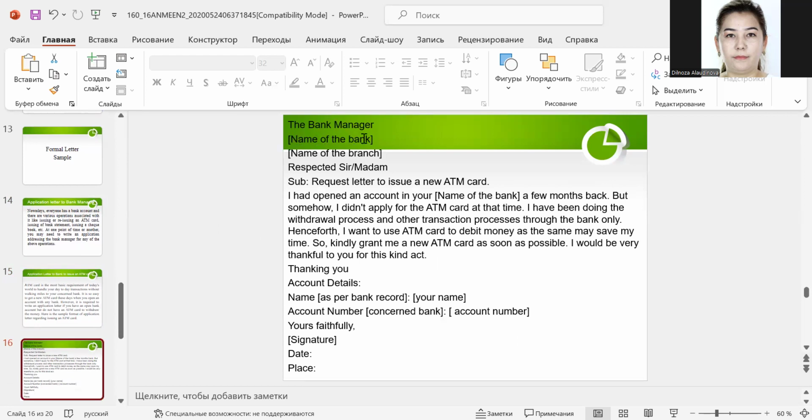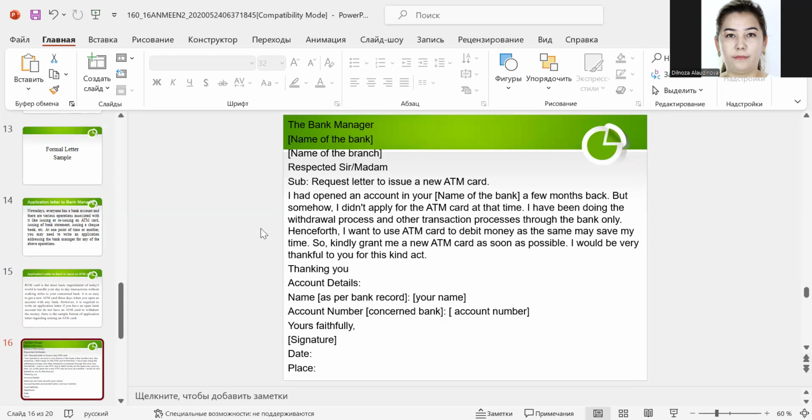First of all, the bank manager, name of the bank, name of the branch. For example, in Uzbekistan, the name of the bank may be Uzbek National Bank, and the name of the branch, Surkhandarya branch. Respected sir or madam. Subject, request letter to issue a new ATM card. And the body, first body. I had opened an account in your national bank a few months ago, but somehow I didn't apply for the ATM card at the time. I have been doing the withdrawal process and other transaction process through the bank only.